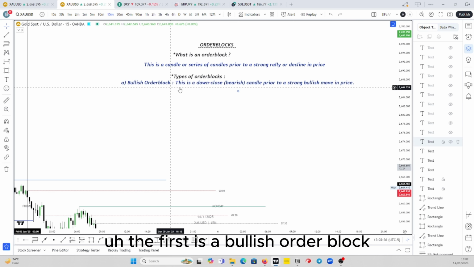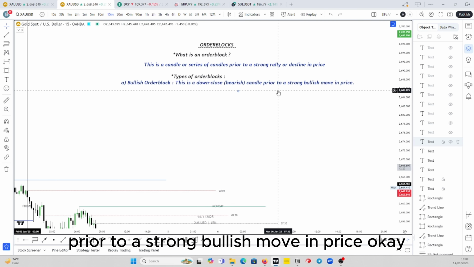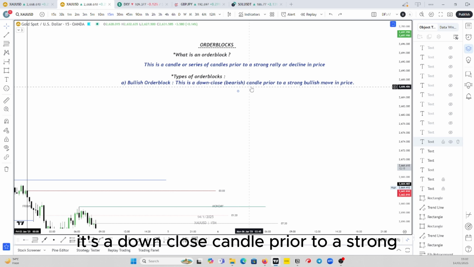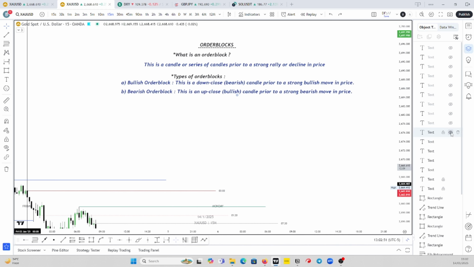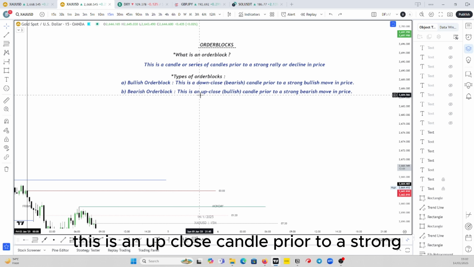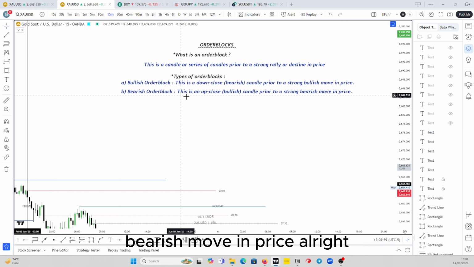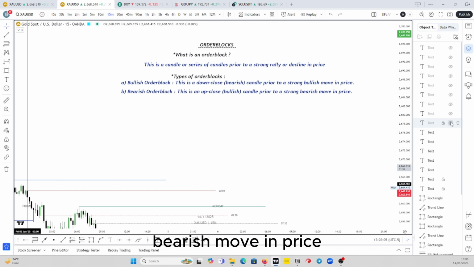The first is a bullish order block. This is a down close candle or bearish candle prior to a strong bullish move in price. That is a bullish order block. A bearish order block obviously is the opposite. This is an up close candle, or bullish candle, prior to a strong bearish move in price.